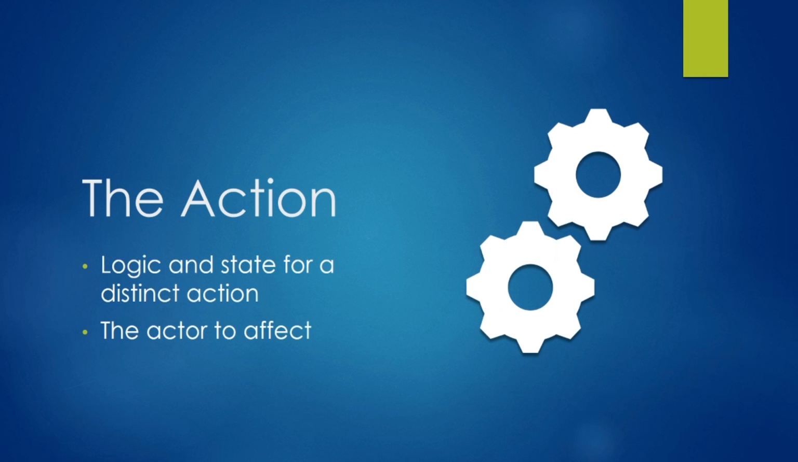The action objects will be different in that they'll hold only logic and state for each distinct action. So you may have one action which is moving the player around, and that will hold information about where it's moving to and also the code as to how it is moving. It's also going to hold a reference to the actor it must affect, in order to change the state of our actor.